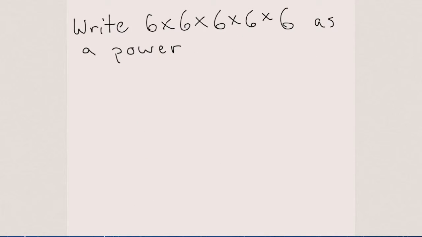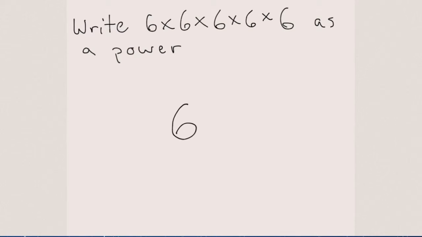Let's try a problem that uses powers. Here we have: write 6 times 6 times 6 times 6 times 6 as a power. Well, I know that I've got two parts to writing a power. I have the base and I have the exponent. So let's identify the base. What number is being repeated over and over again? Well, that's easy. 6.